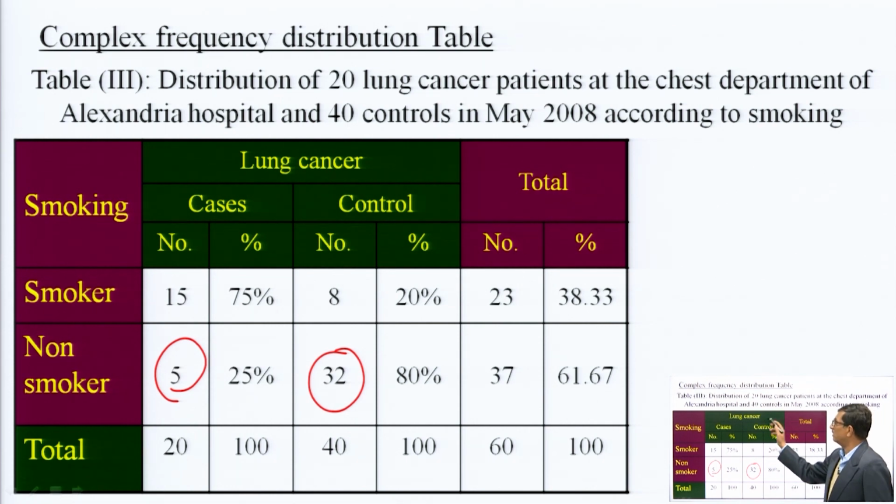So, this is called a complex frequency distribution table. Sometimes it is also called a contingency table.